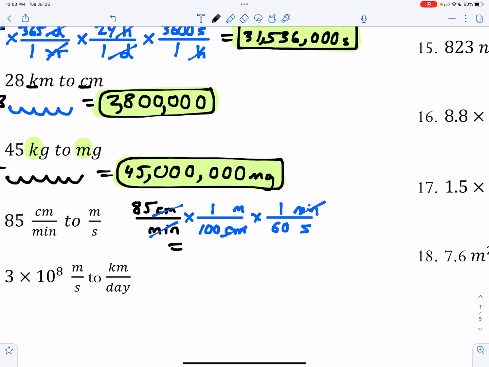Put that in your calculator and we get 0.040142 meters per second.